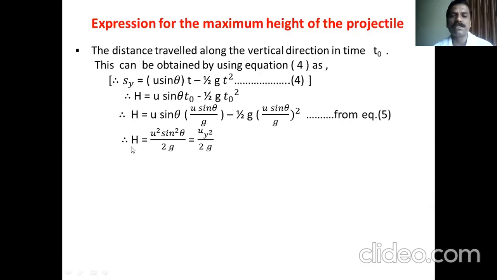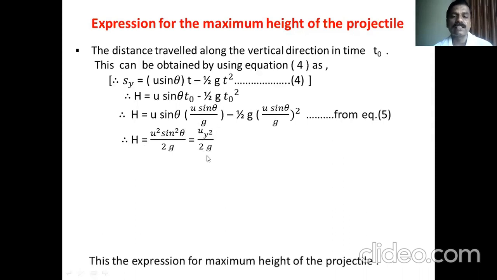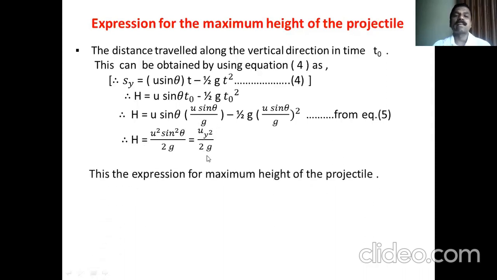So the final equation you have is capital H equal to u square sine square theta divided by 2g. As we know, this value is nothing but uy, which is the velocity along the y-axis. So it is written as uy square divided by 2g. Okay, so this is the expression for the maximum height of a projectile.